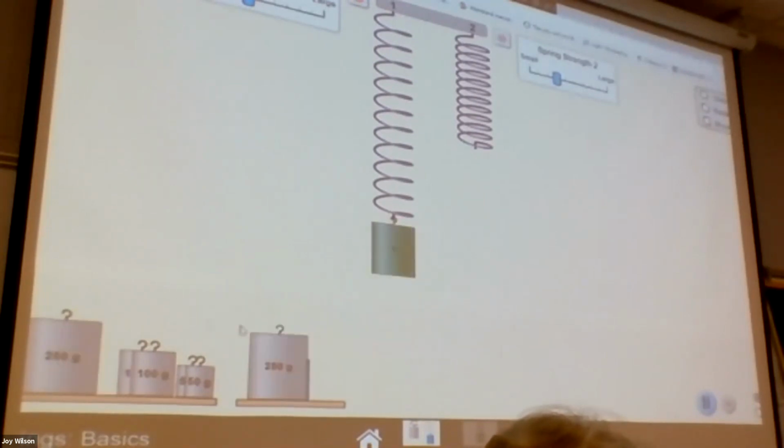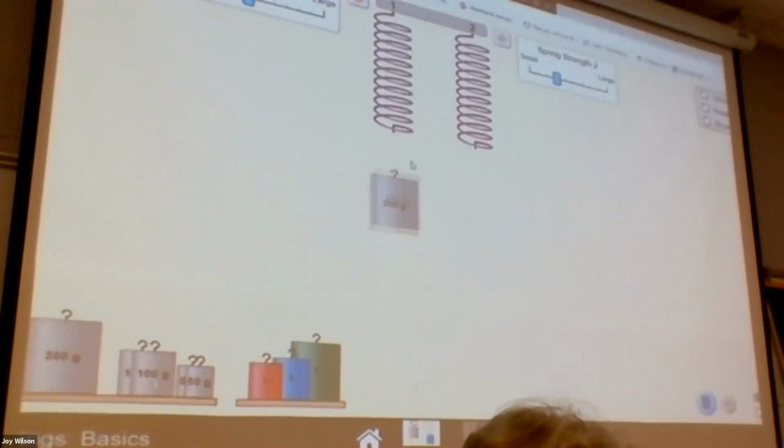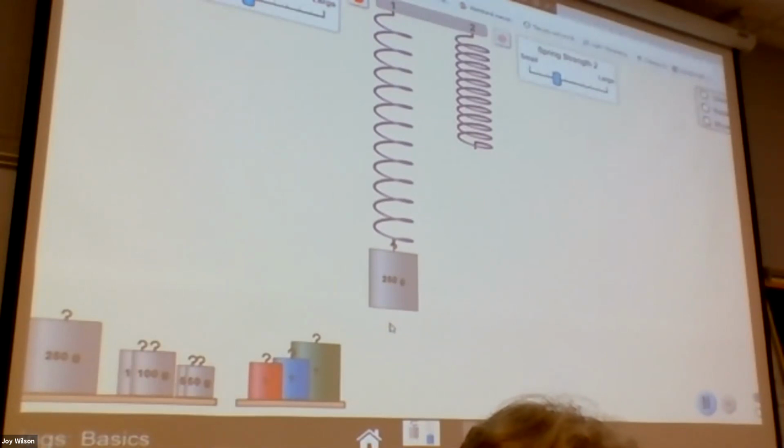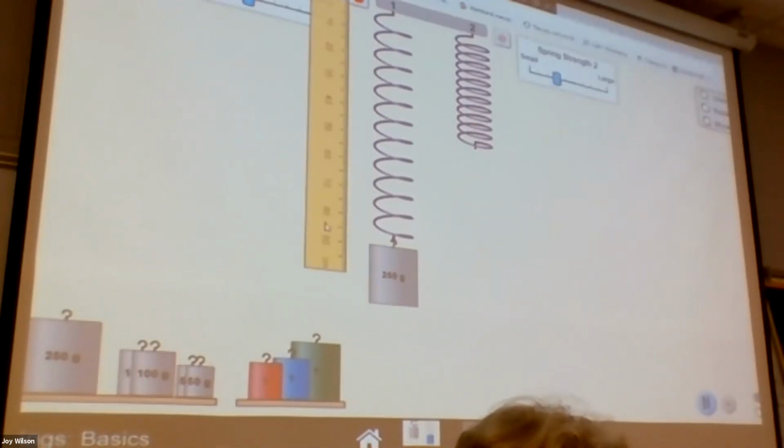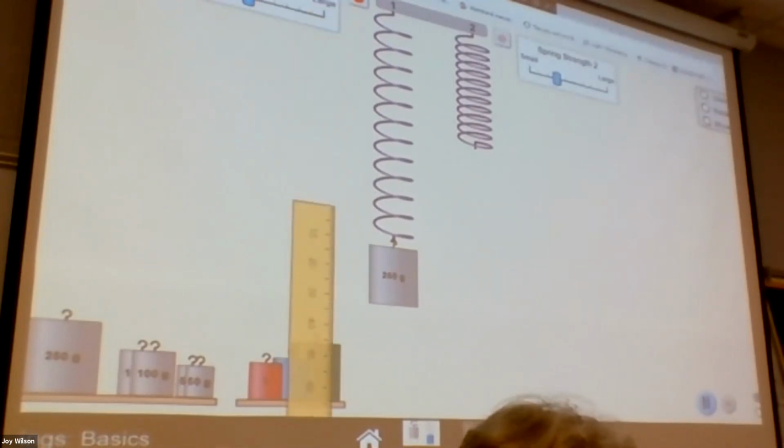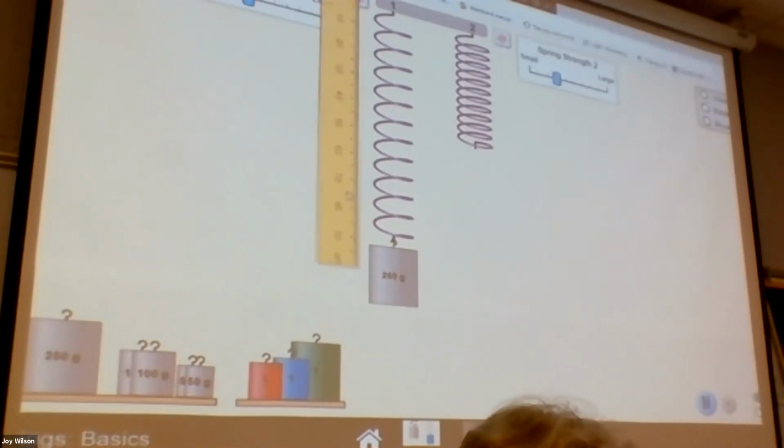But it doesn't let me. Okay, I'm going to have to get the other simulator out. So get our stretched length. 250 grams stretches a lot. So where we would put our zero would be down here right at the bottom of my measuring device.